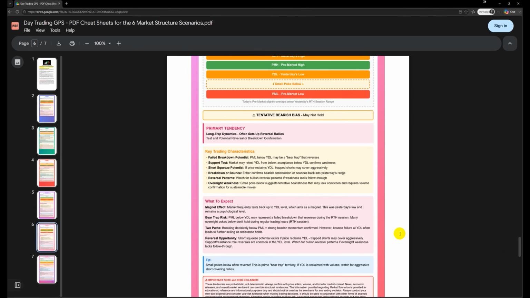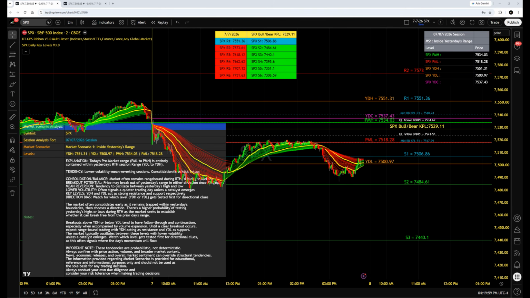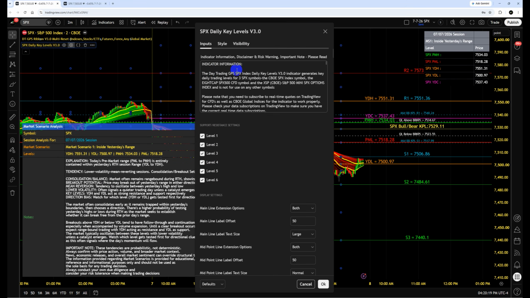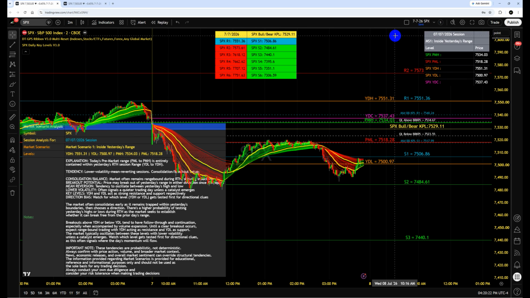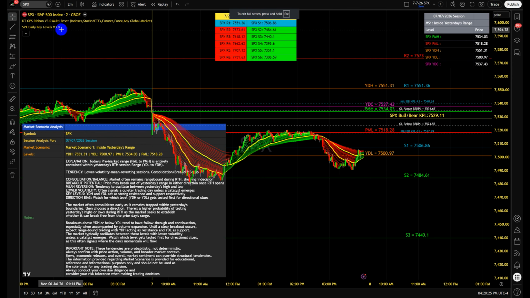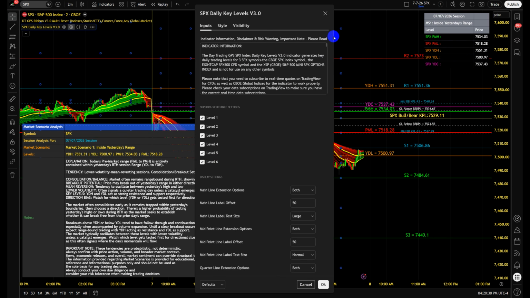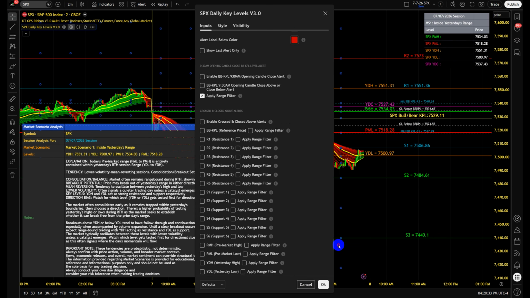This is the same information that you will see on the screen with your market scenario analysis chart. The PDF cheat sheets do have a little bit more information because there's just not enough room to put it here without making it super big. This is normal here, just to show you the difference. Let's put this up here and show you what the difference is. So that's on normal right now.